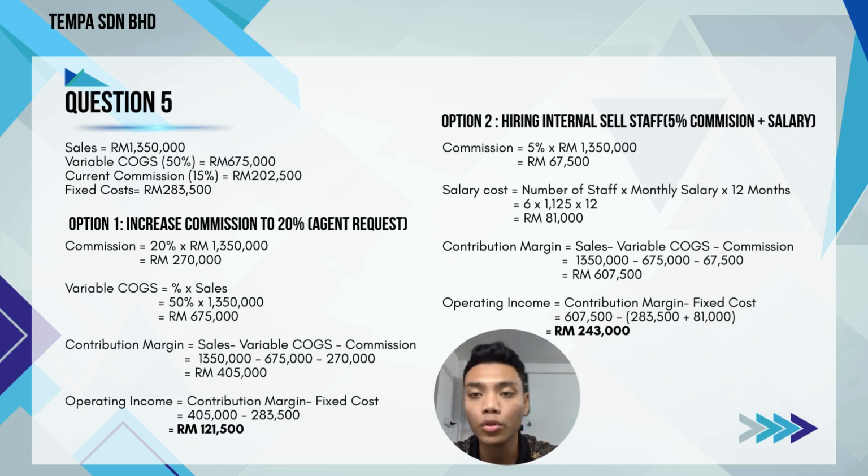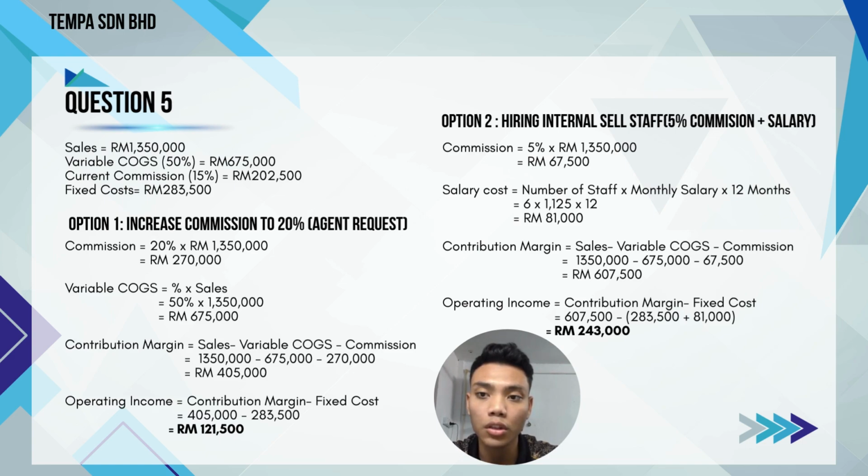So we will calculate for the option 1 first. So in the option 1, we will calculate the total of the commission by multiply 20% with the total amount of the sale. So we will get the total commission is RM 270,000. So for the contribution margin for the option 1, we will minus the total sales with the variable COGS that we get from the above, and minus with the commission that we calculate just now.